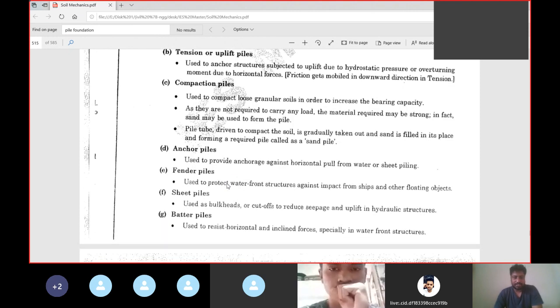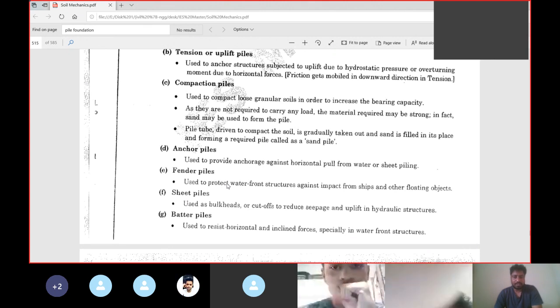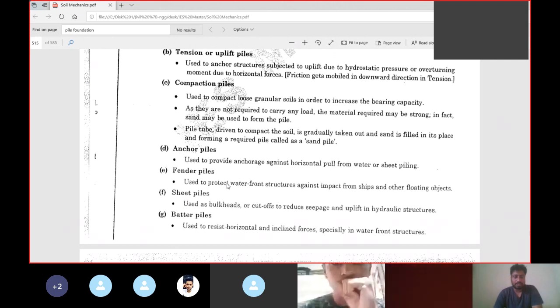as the name itself signifies, compaction piles are basically used to compact the loose granular soil in order to increase the bearing capacity, right? So most of the time, it arises that we have to compact the soil. So how will we compact the soil? We use such type of piles known as compaction piles, where we are driving the pile inside the ground mass by the action of hammers or hydraulic jack. Thereby, we are compacting the loose granular soil to increase the bearing capacity.